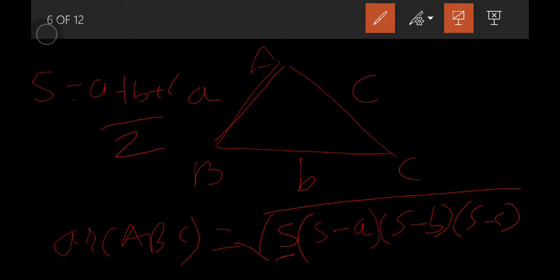So he derived this formula to find the area of any triangle if the sizes of the sides are given. Here S is the semi perimeter, that is A plus B plus C by 2. How can we find the perimeter of any triangle? That is the sum of the sizes of all the sides. After finding this semi perimeter, we use this formula. It is known as Heron's formula to find the area of any triangle. So let us use this formula.